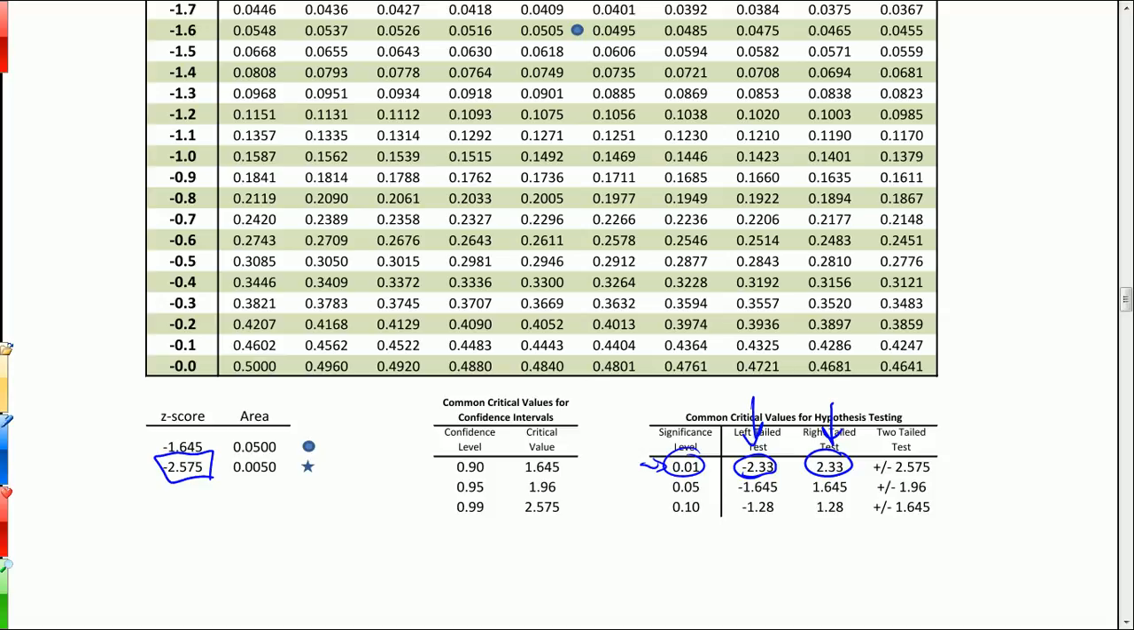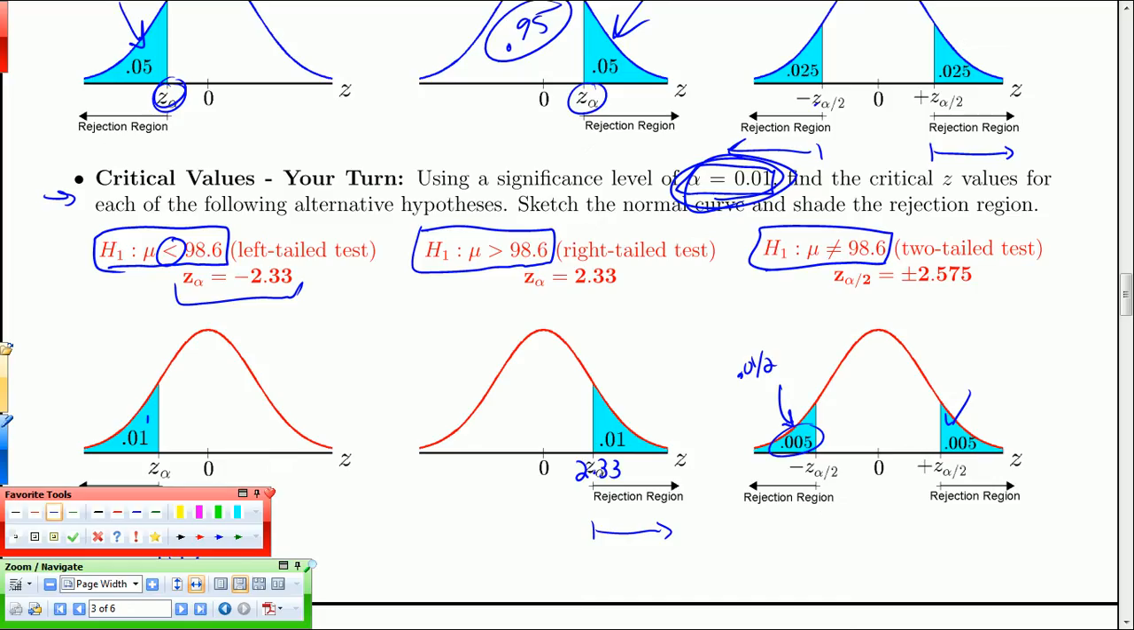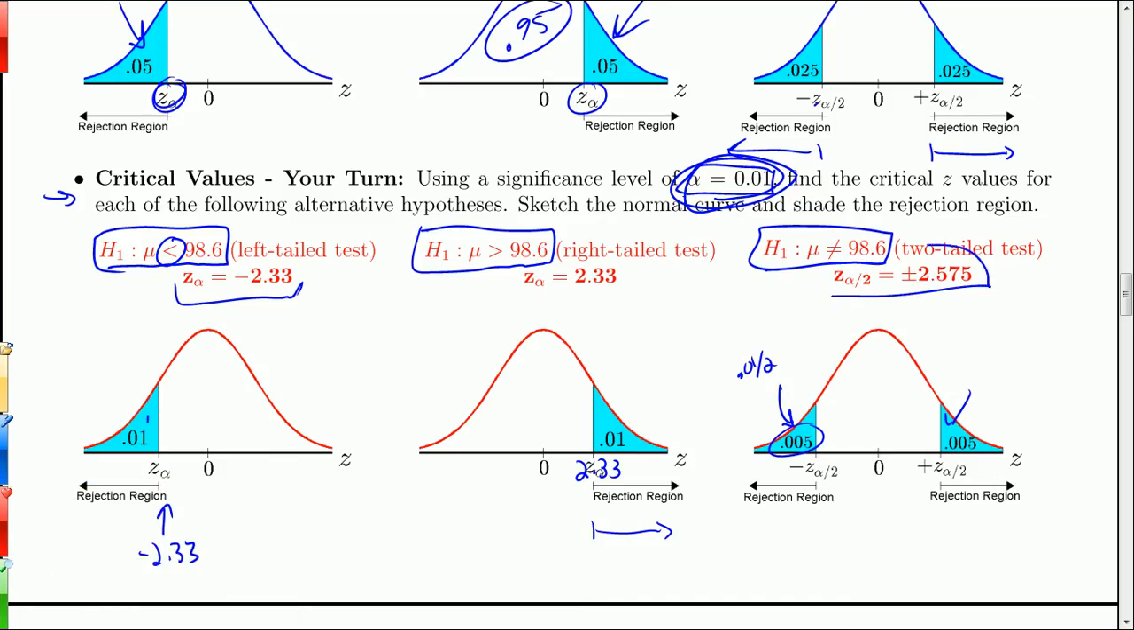But again, that is in the cheater table. 0.01 significance level, two-tailed, plus or minus 2.575. Love the cheater table. So plus or minus 2.575. So this one's negative 2.575, and this one's positive 2.575. And I have two rejection regions. So if my test statistic is either too big or too low, I will reject the null hypothesis.